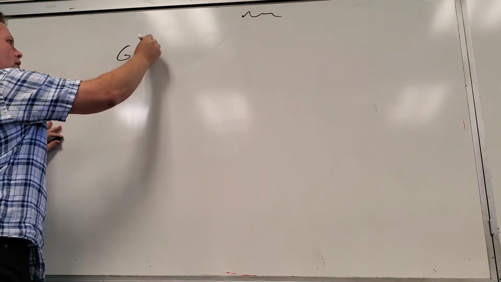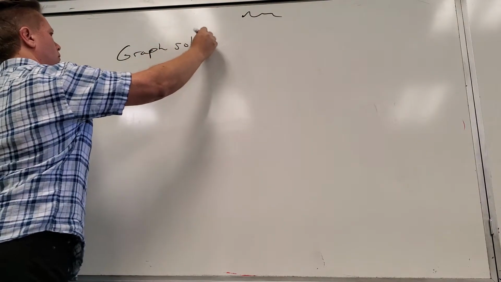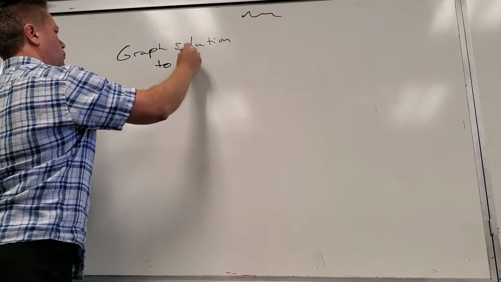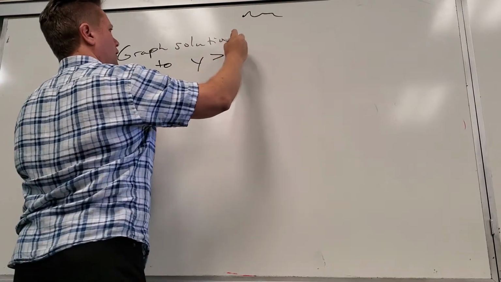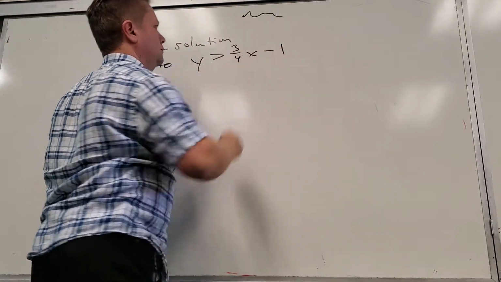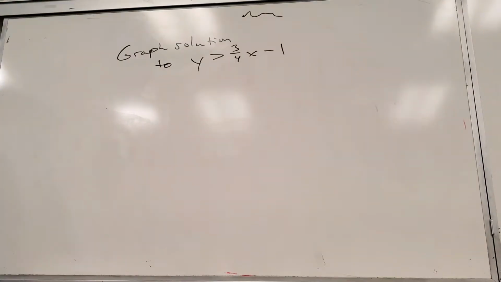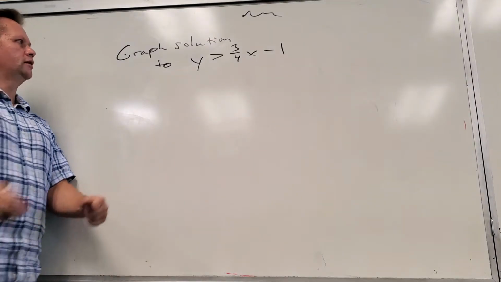Let's first remember, do you guys remember how to do this? Graph a solution to y greater than 3/4 x minus 1. Does that sound familiar at all? What did this involve? What kind of line is it going to be? A dotted, dashed, yeah, dashed. Correct.